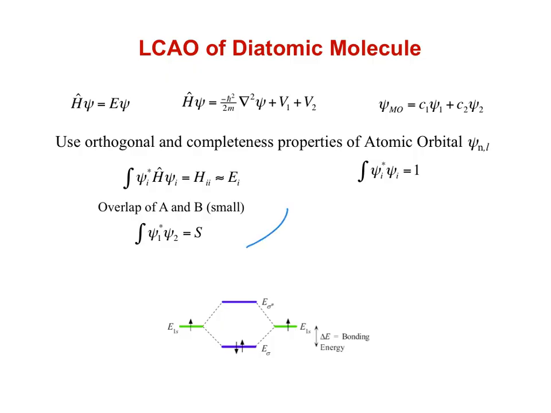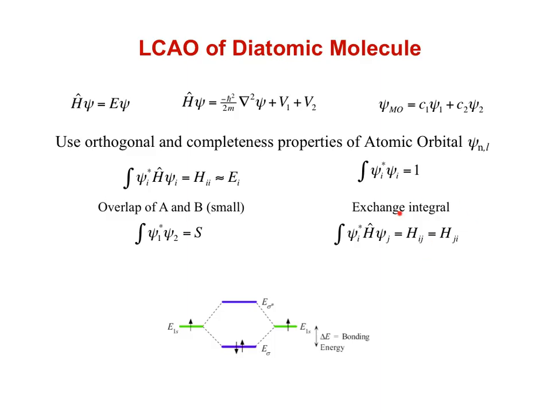There are times when we will need to do the integration of two different atomic orbitals, such as psi on atom 1 star times psi on atom 2. We call this the overlap integral given by the value S, where we know that the overlap between the two wave functions is small. The other integral we will need will be the Hamiltonian operating on one of the atomic orbitals times the complex conjugate of the other atomic orbital. We call this integral the exchange integral and denote it as Hij.